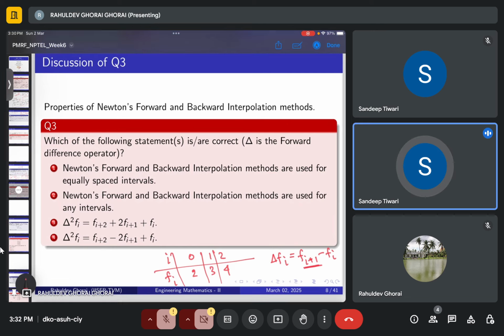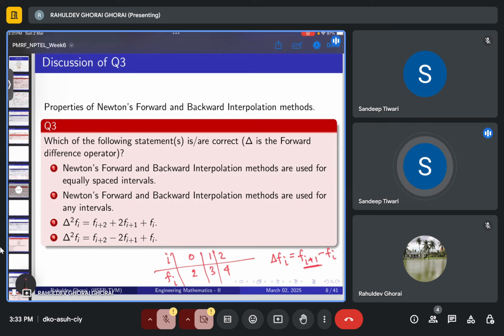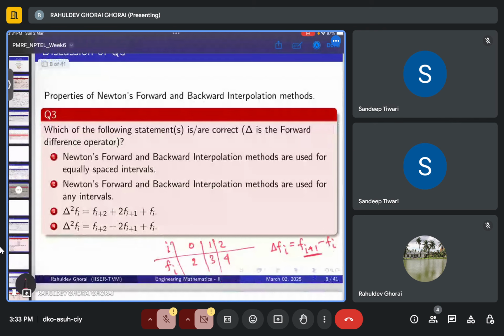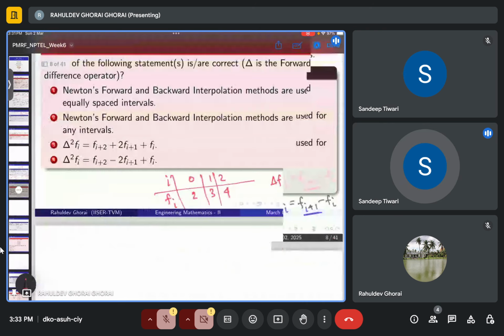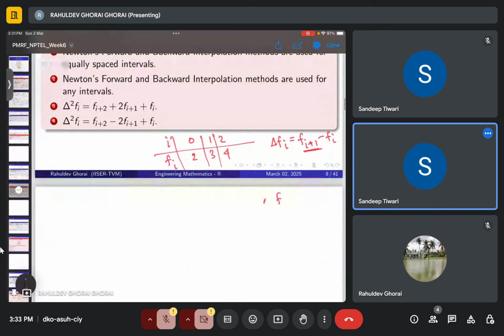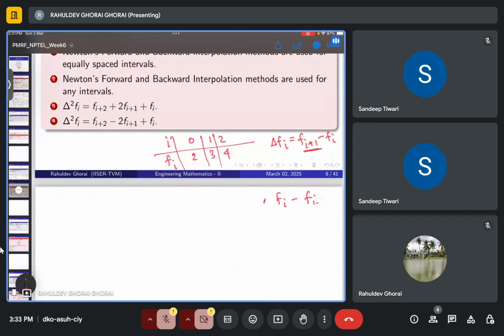Delta of f of x is equal to f of x plus h minus f of x, in terms of h, forward. But it can be backward also, right? Yes, sir. So f of x minus f of x minus h. Exactly. Phi minus phi minus one also it can be, or phi plus one minus phi, depending on it: Newton's backward and Newton's forward, right?